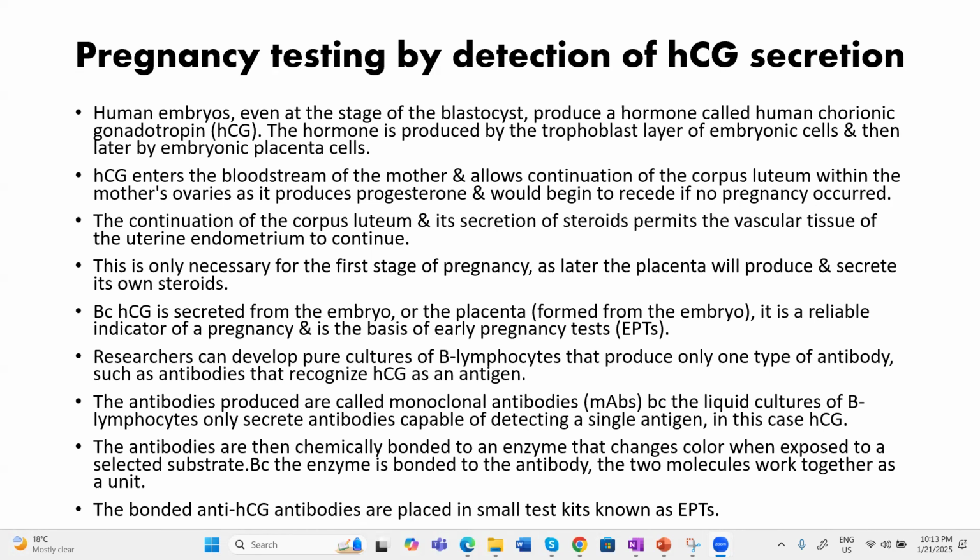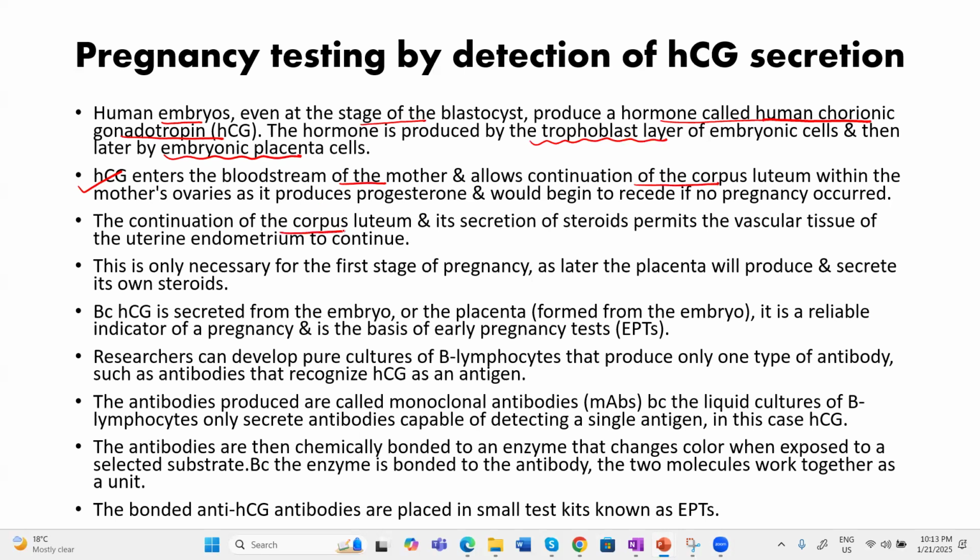In this video, we are going to study how pregnancy testing is done by checking HCG secretion. Now see, the human embryo, even at the stage of blastocyst, will produce a hormone known as human chorionic gonadotropin, or HCG. It is actually produced by the trophoblast layer and later on it is made by the embryonic placenta cells.